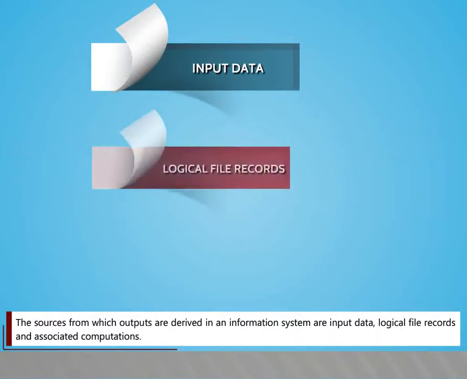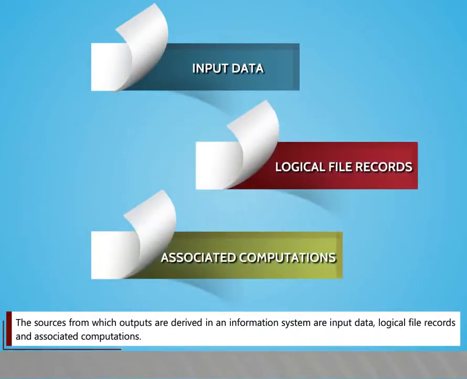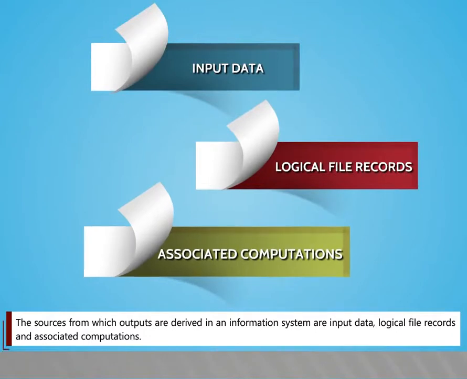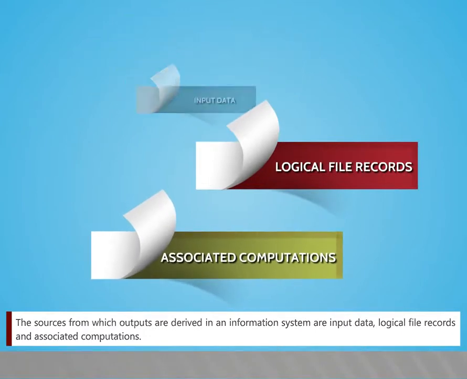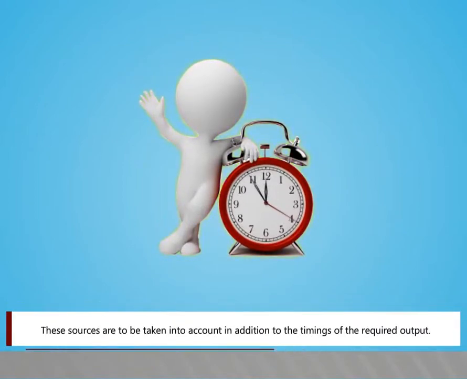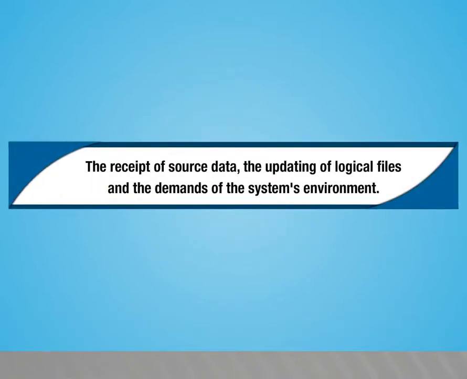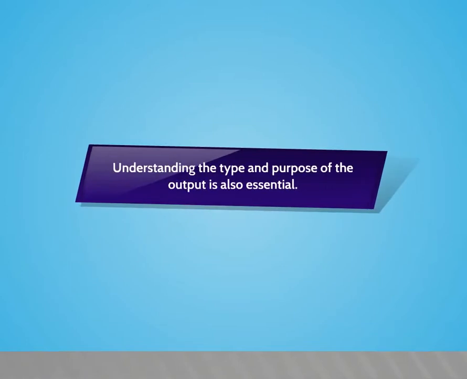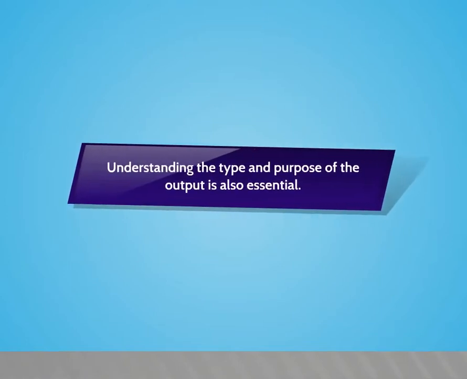The sources from which outputs are derived in an information system are input data, logical file records, and associated computations. These sources are to be taken into account in addition to the timings of the required output, the receipt of source data, the updating of logical files, and the demands of the system's environment. Understanding the type and purpose of the output is also essential.